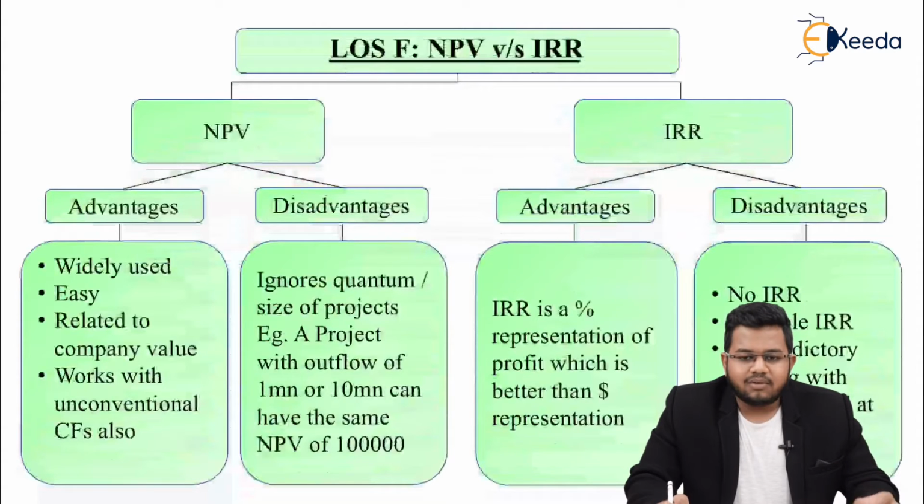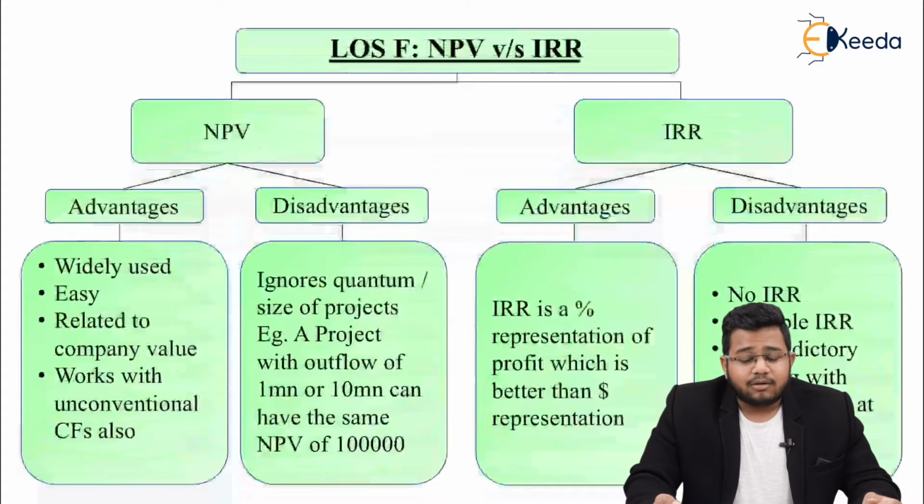Before we start with the advantages and disadvantages, let's just briefly revise what was NPV and what was IRR. See, NPV, net present value method, was nothing but PV of inflows minus PV of outflows. Or, in other words, I can say PV of all future after tax cash flows minus initial investment. And IRR is that rate at which NPV was 0.